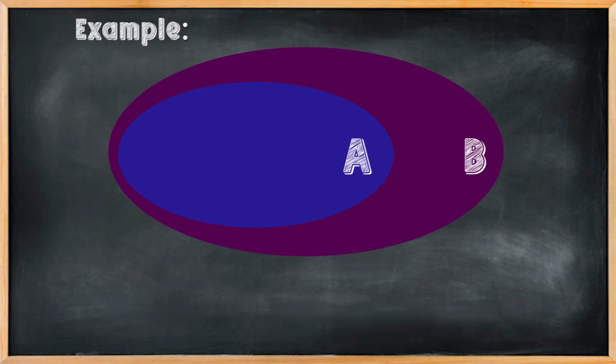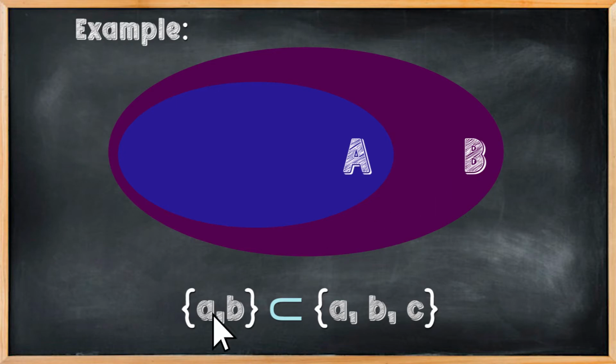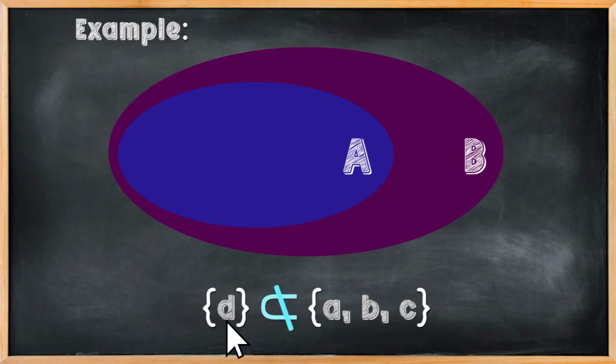For example, children, if we are given these two sets, the first having members A, B and the second having members A, B, C, we can say that the set with members A, B is a subset of the set with members A, B, C. Also, given the set with the member D, we can safely say that the set with the member D is not a subset of the set with the members A, B, C.